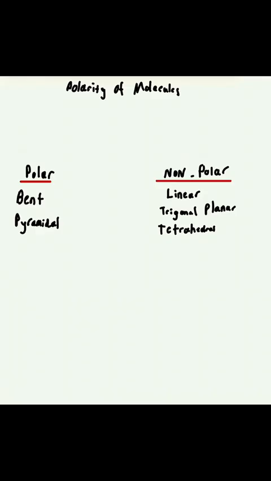Now, usually the non-polar molecules are the more symmetrical molecules. So like your linear shape, trigonal planar, and tetrahedral, they're usually non-polar. But the polar molecules are the ones that usually have a lone pair of electrons, and that creates those bent and pyramidal shapes. So they're usually the more polar molecules. And that's to do with symmetry.